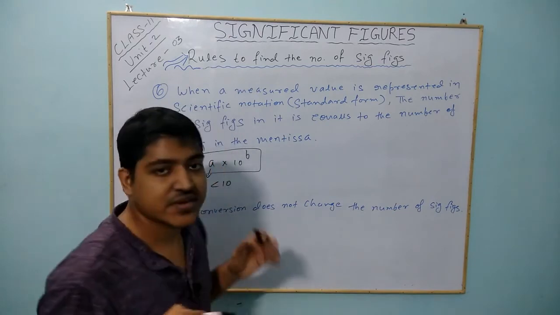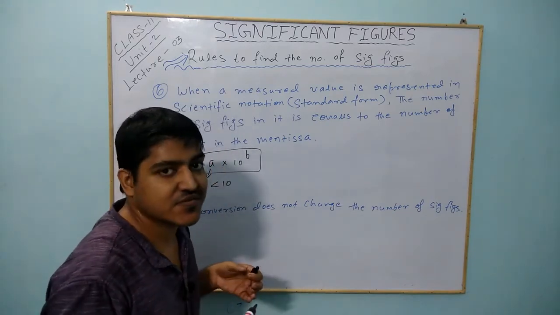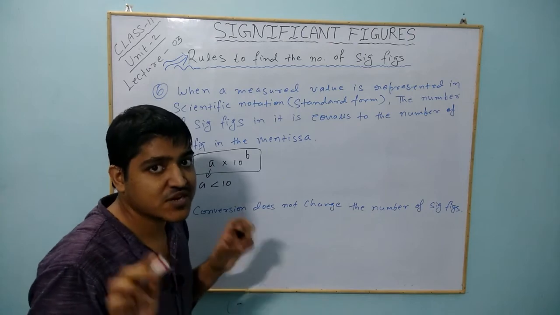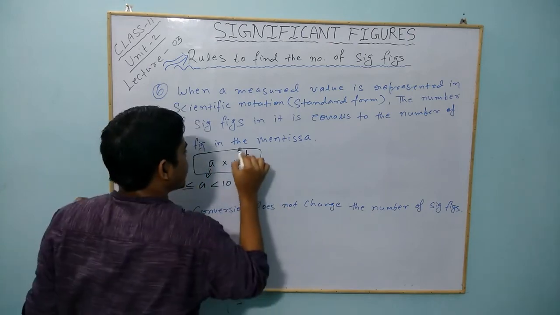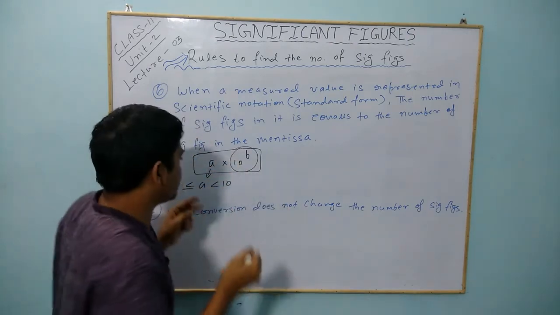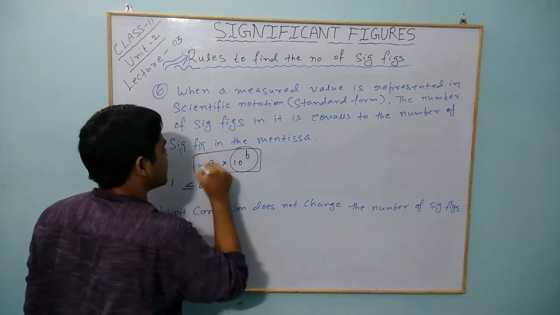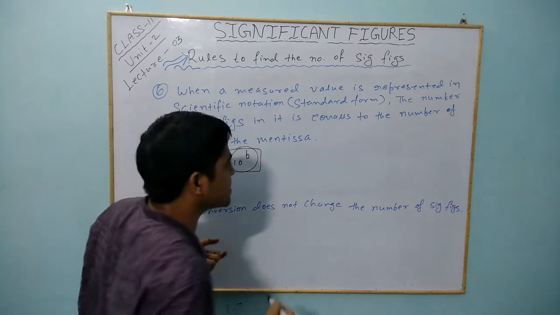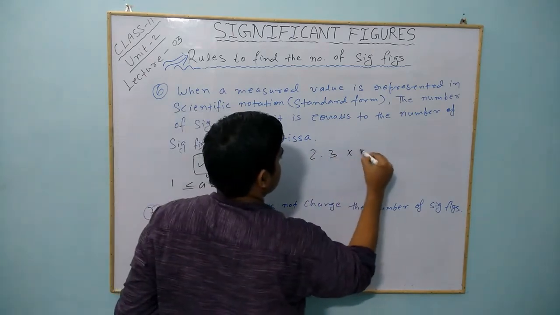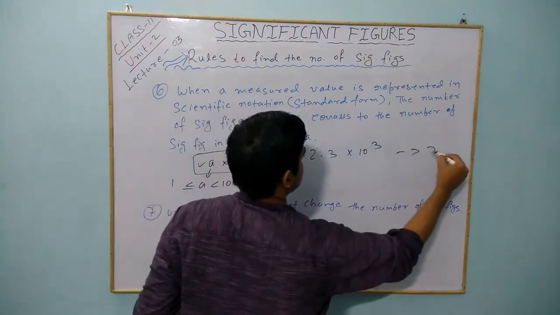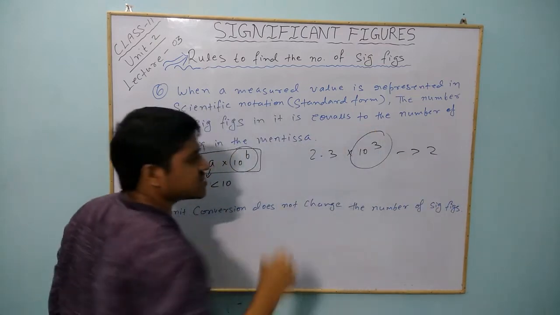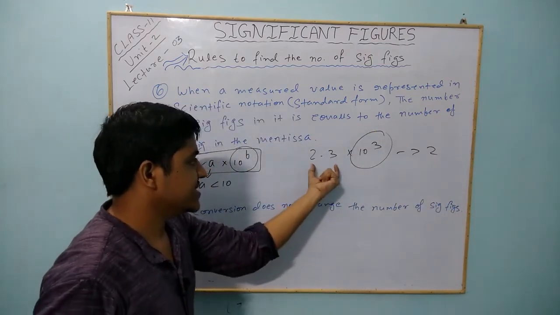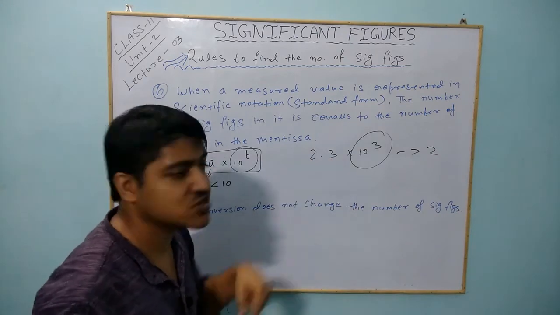If you want to find the number of significant figures in any measured value represented in standard form, then what you have to do is just ignore the 10 raised to the power something part and focus on A. The number of significant figures in A is equal to the number of significant figures in your measured value. Like 2.3 × 10^3 has 2 sig figs. Ignoring the 10 raised to the power something part, A here is 2.3, so the number of sig figs is 2.